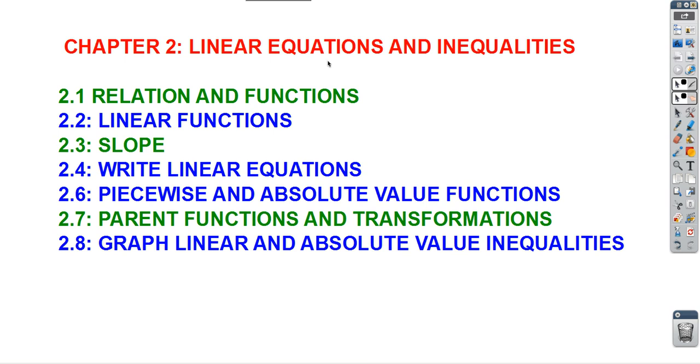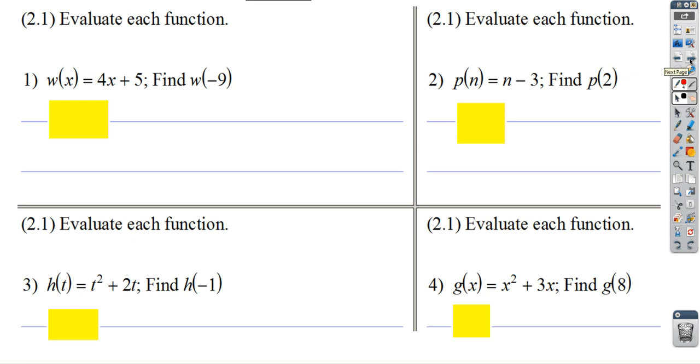Alright, so we're going to work through the Chapter 2 practice tests, and those are just a list of the topics. The whole chapter is on solving linear equations and inequalities, and you can see the topics for each of 2.1 to 2.8 right there. So 2.1 is dealing with something called a function.